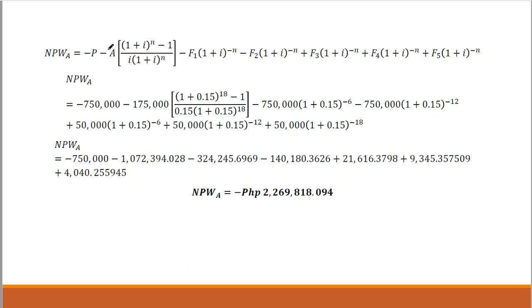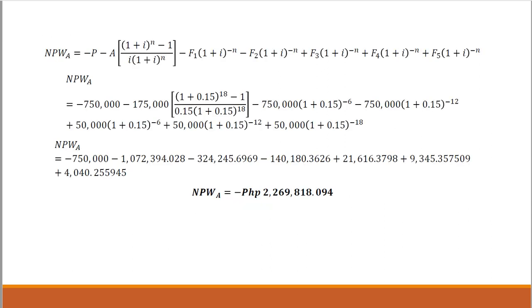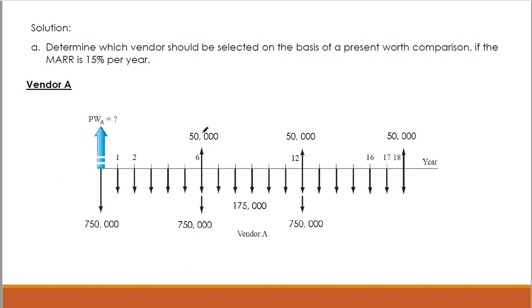Yung A natin is similar lang naman, pare-pare siya until the 18th year. Annual is 175,000. So this would be F1, F2. Meron tayong ito, i-transfer na hindi ko na nakuha yung F1 is cost, F4 yung mga salvage values. Okay. Ayan. So i-transfer natin lahat ito.